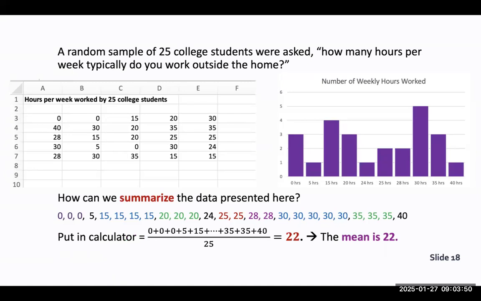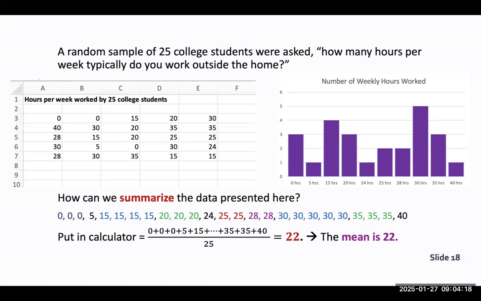So what we're going to do is put these numbers in a calculator. If you have a calculator with you, you can double check this formula. I'm going to take 0 and add 0 and add 0 and add 5 and 15 and so on, all the way until I get to 40. And then I'm going to count how many data values I have. We know that we have 25 data values. So we're going to take that sum and divide by 25. And you should get 22. So the mean is 22.